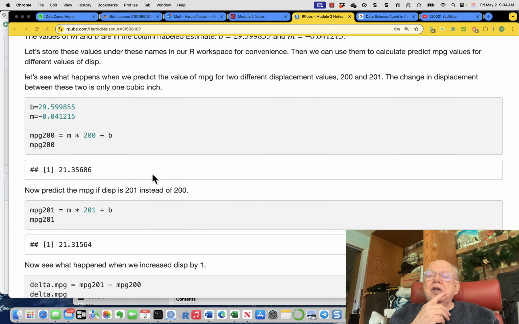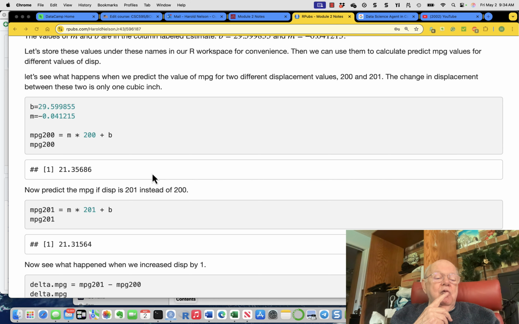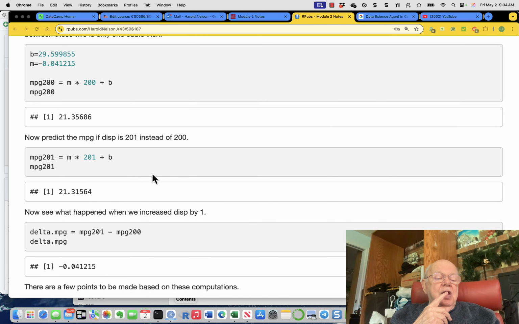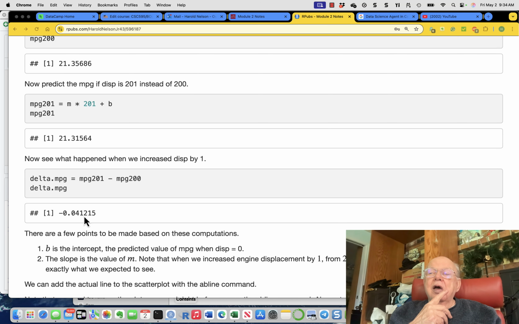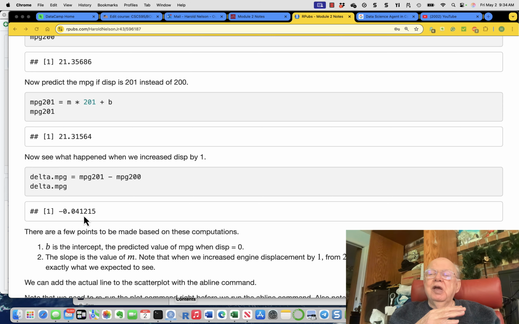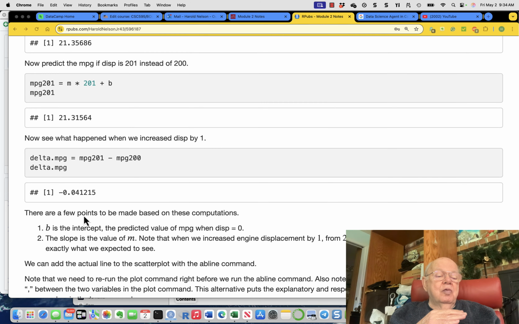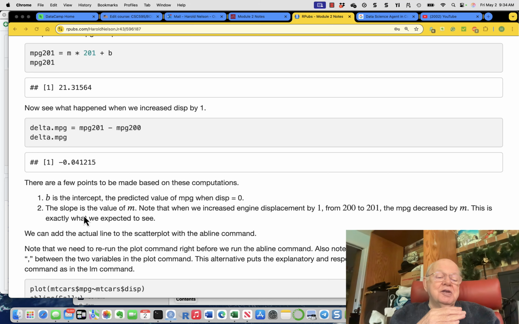In other words, the interpretation of the displacement's slope is that an increase of 1 unit in displacement causes a reduction in gas mileage on average of negative 0.04. Another way that you could say this in numbers that might make more sense is that if I add 100 cubic inches to displacement, I would expect my gas mileage to go down by a little over 4 miles per gallon. That kind of makes sense.